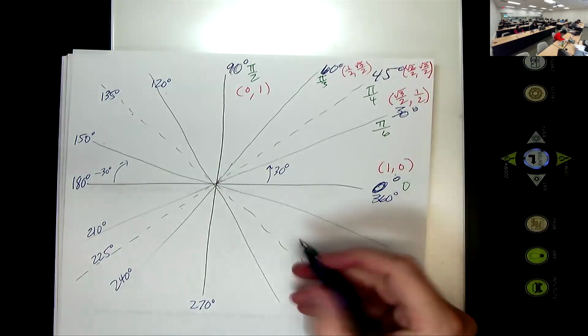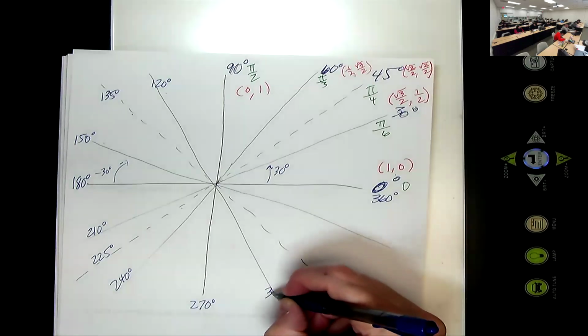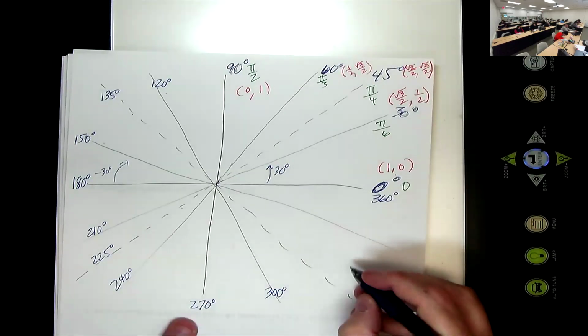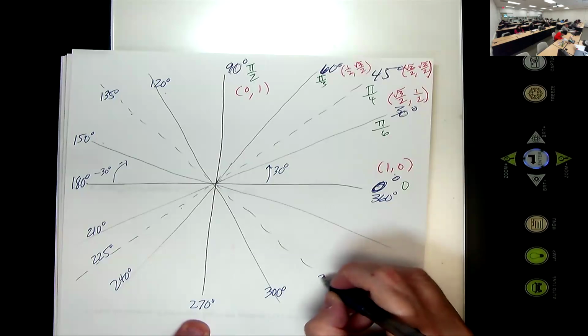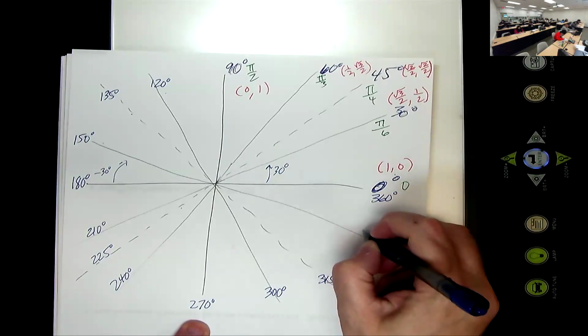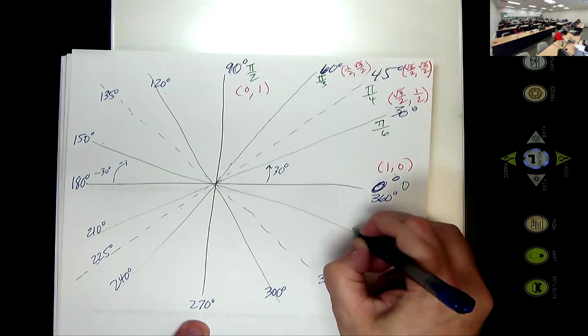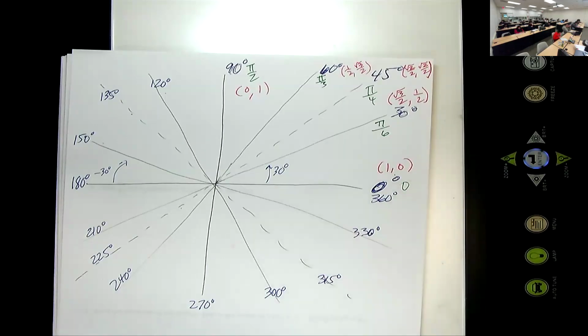If I do that with the 270 and add 30 degrees, I got 300 degrees. If I add 45 degrees to 270, I have 315. And if I add 60 degrees, I have 330 degrees. So the degree part was that.